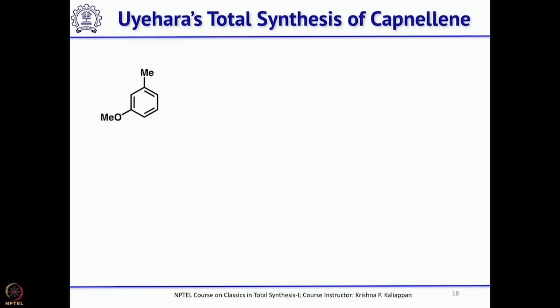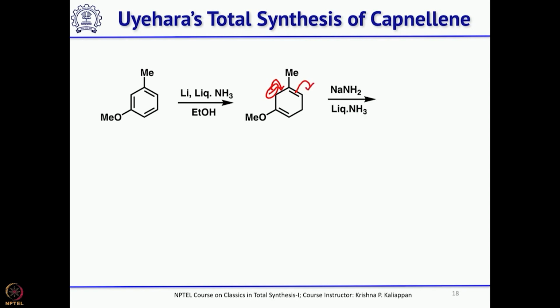The total synthesis started with metacresol methyl ether, metal ammonia reduction gave the diene, and you treat with sodamide. When you treat with sodamide, it will generate an anion and the migration of the double bond will take place to give this type of diene, or this type of diene, but this is the most stable diene. So, you get this diene and this can undergo Diels-Alder reaction with alpha-chloroacrylonitrile.